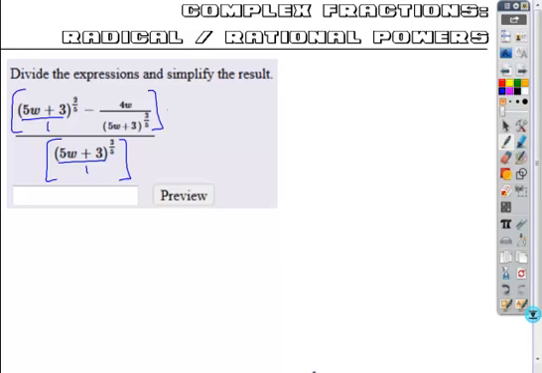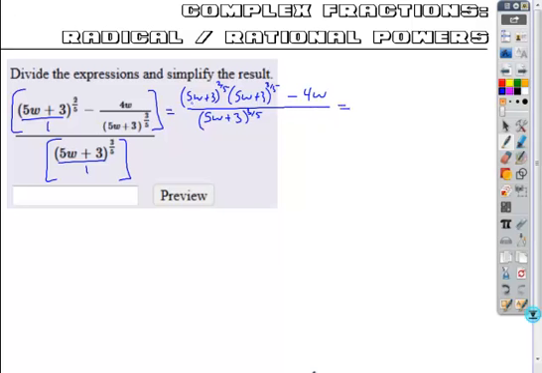But if we were to combine this numerator into one single fraction, what would our LCD be? 5w plus 3 to the 3/5. And so when we multiply this first fraction, 5w plus 3 to the 2/5 times the LCD factor missing, 5w plus 3 to the 3/5, minus 4w times what LCD factor was missing from the second fraction's denominator? Nothing. Okay, and so here we could simplify.